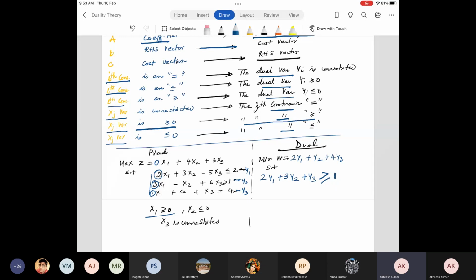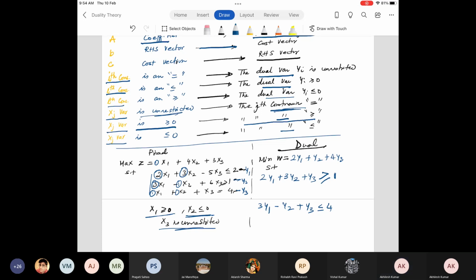So tell me the second constraint. 3y1 minus y2 plus y3 is less than or equal to 4. On what basis have you decided this less than or equal to? Sir, x2 is less than or equal to 0. Very good. Similarly, when x3 is unrestricted, you can say it is equal to.